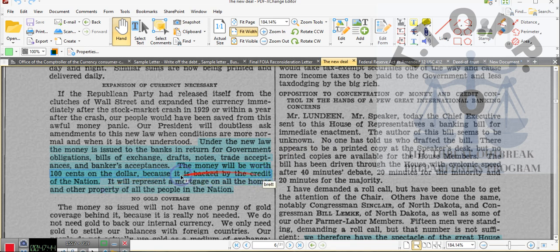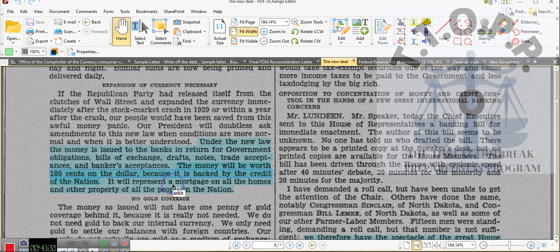Shh, don't tell nobody. That's why the bills of exchange, the notes, the drafts, the trade acceptances, that's the credit of the nation, people. How do you think the Treasury creates its T-bills? Where do you think they create their T-bills off of? You think the Treasury just creates these bills out of thin air? Remember, it has to be backed by something. Shh, don't tell nobody. And it represents a mortgage on all the homes and other property of all the people. Why? Ladies and gentlemen, because you have to back your notes with something. You don't have gold.